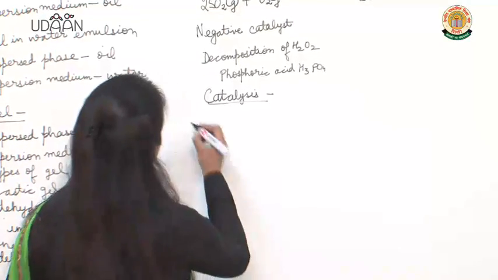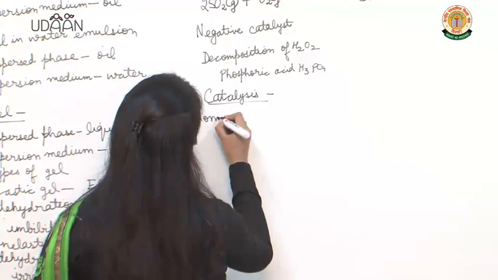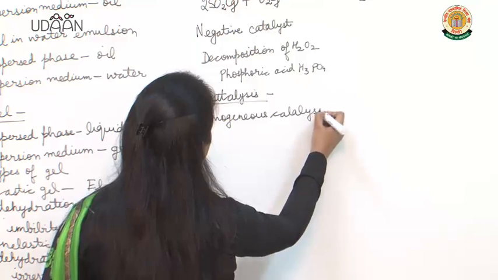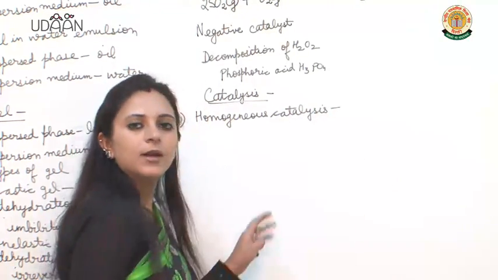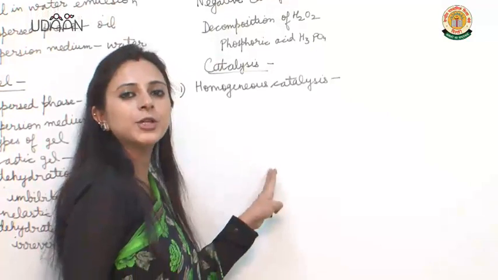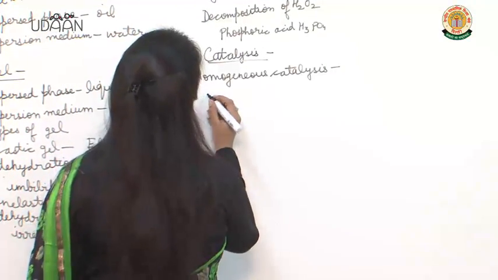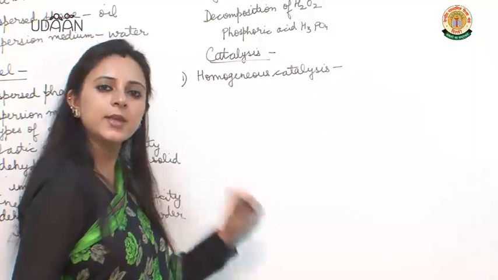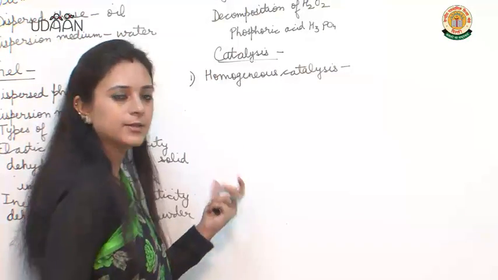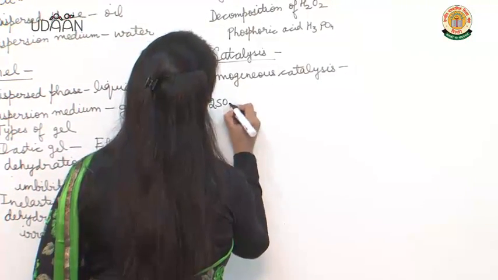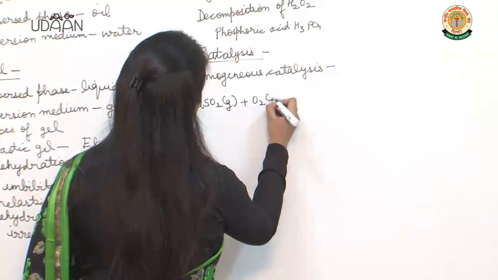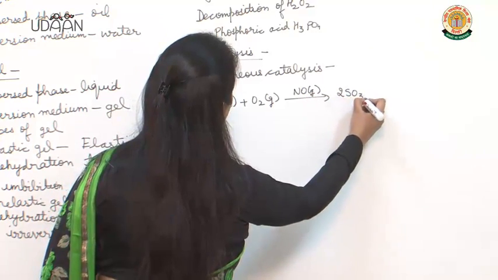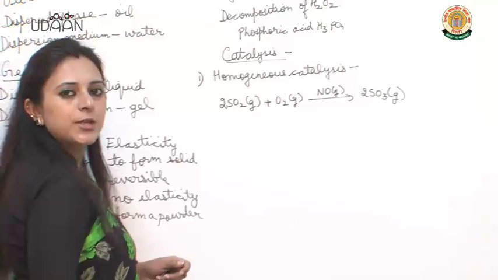Now there are two types of catalysis. One is homogeneous catalysis and one is heterogeneous catalysis. Now what do we understand by homogeneous catalysis? Homogeneous catalysis means that the catalyst which we have taken is in the same phase as the reactants. So if I use NO gas here in this reaction, it is an example of homogeneous catalysis.